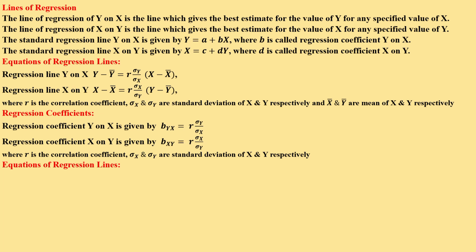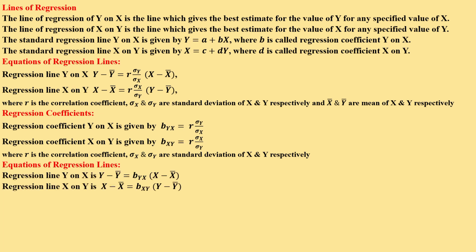So this is a standard result: r is the correlation coefficient, and sigma x, sigma y are respectively the standard deviations of x and y. Equation of regression lines: regression line y on x is y minus y bar equals byx, instead of r sigma y by sigma x, I am using this notation, that's all, into x minus x bar. So x on y: x minus x bar equals bxy into y minus y bar.